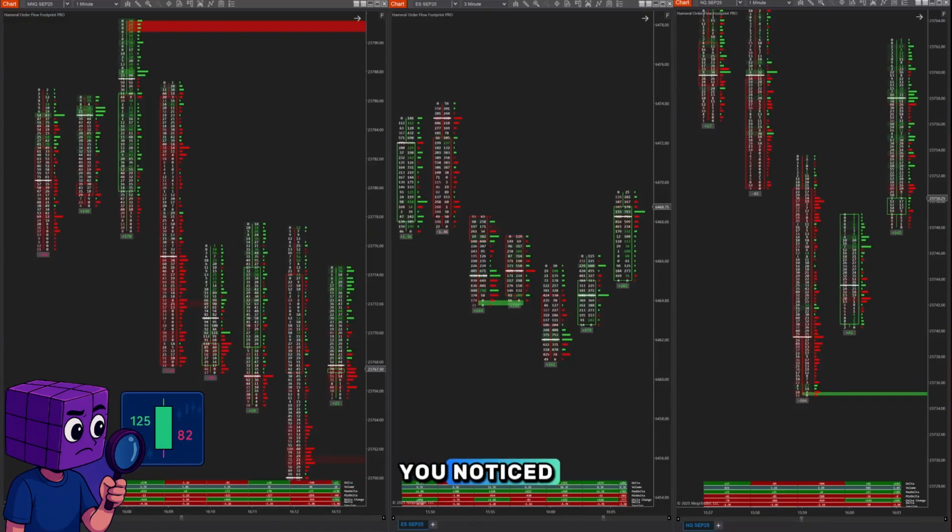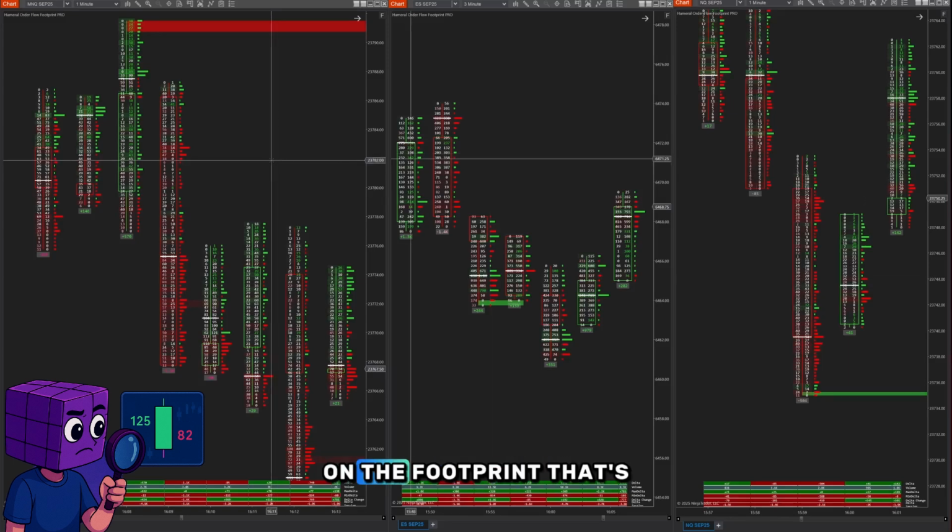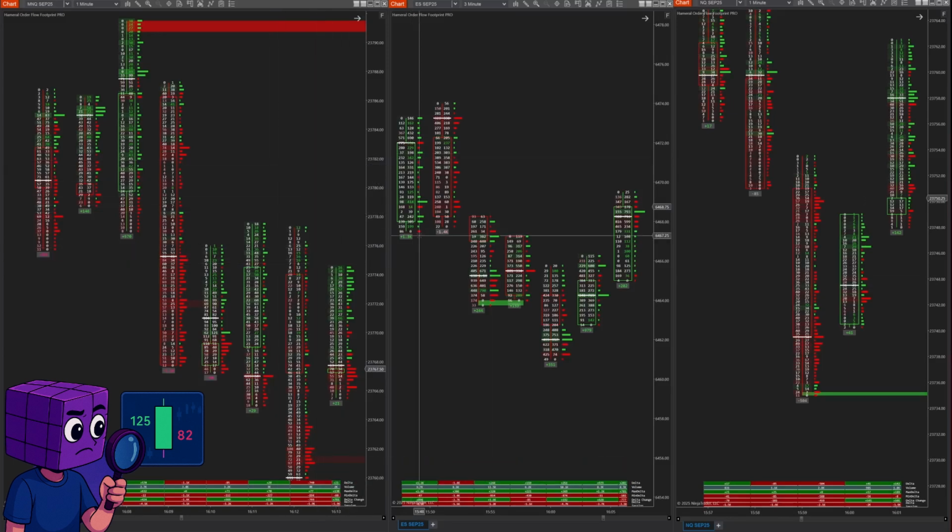Hello, dear traders. Have you noticed how the market sometimes stops at a price even though you see big buy or sell orders on the footprint? That's called absorption. What is the explanation?